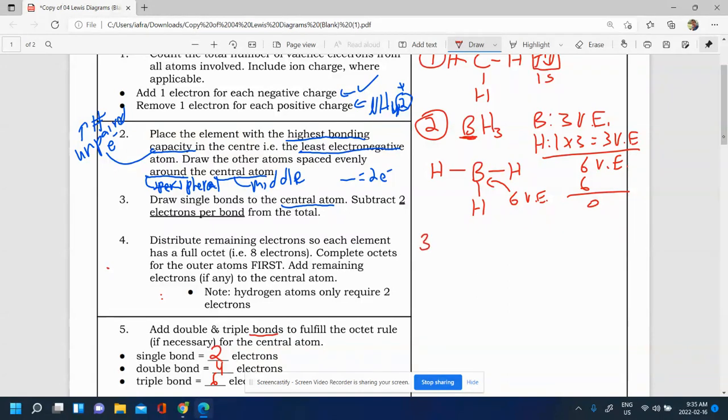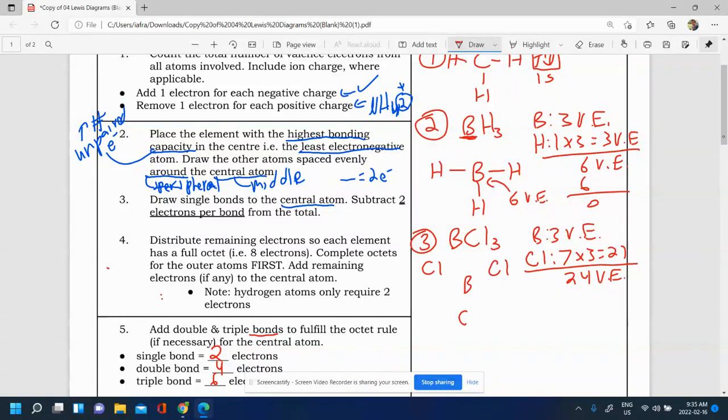So for example, let's say you want to draw BCl3. So B has 3 valence electrons. Cl has 7 times 3. That's 21. So that's a total of 24 valence electrons. And so we're going to draw our boron in the middle, and we'll put our chlorines just evenly distributed around here, and we'll connect them by single bonds like this. And so that's 6 electrons placed. That's 18 valence electrons left over.